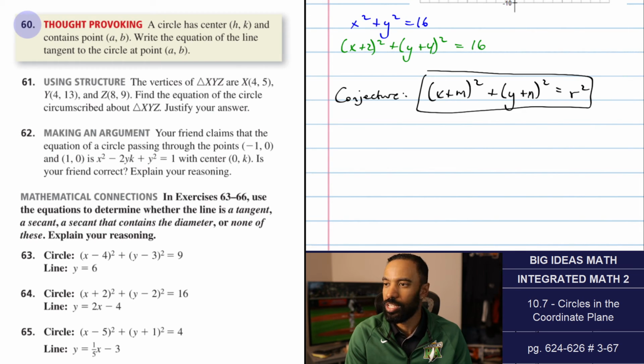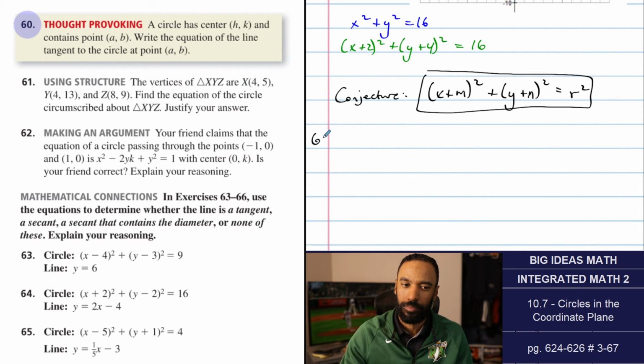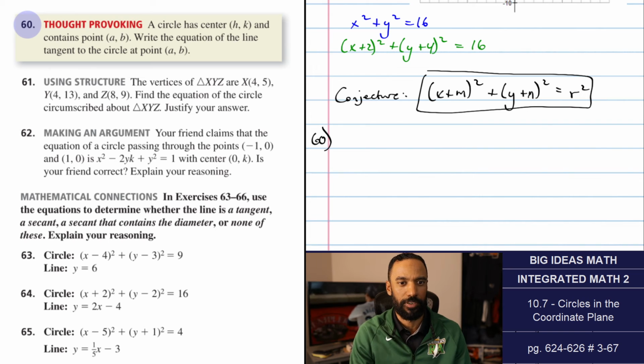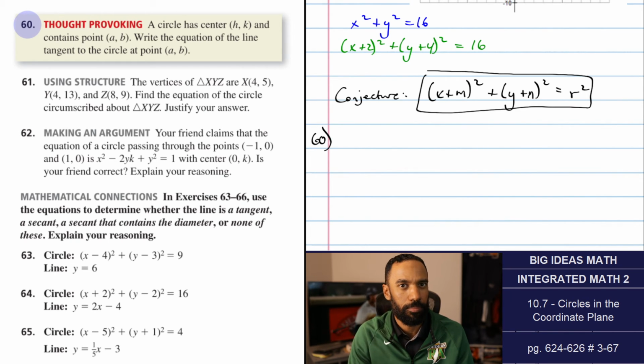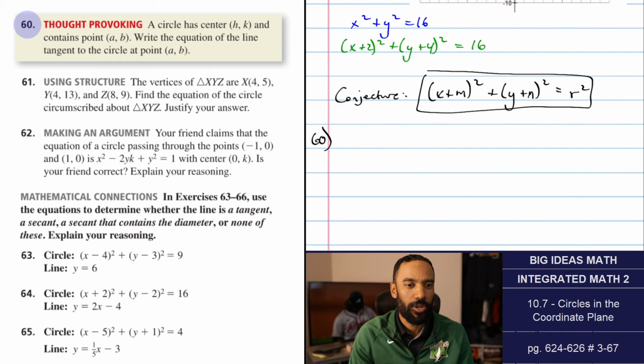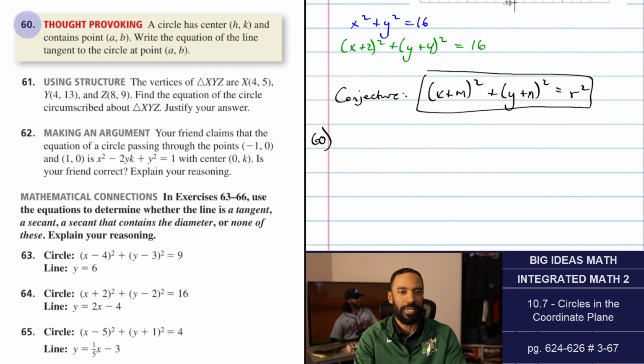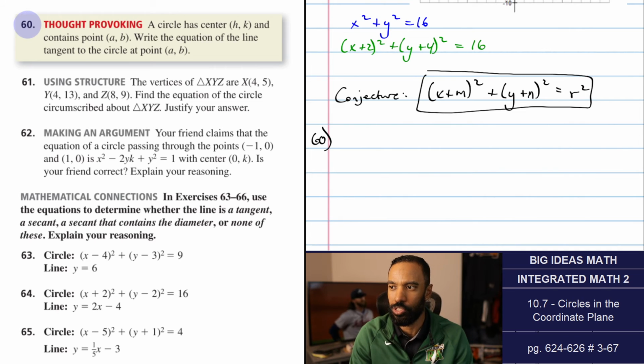All right, number 60, thought-provoking. I'm glad we didn't have other proofs on top of our stuff. A circle, besides the prove or disprove coordinate ones. A circle with center HK contains point AB. Write the equation of the line tangent to the circle at point AB.